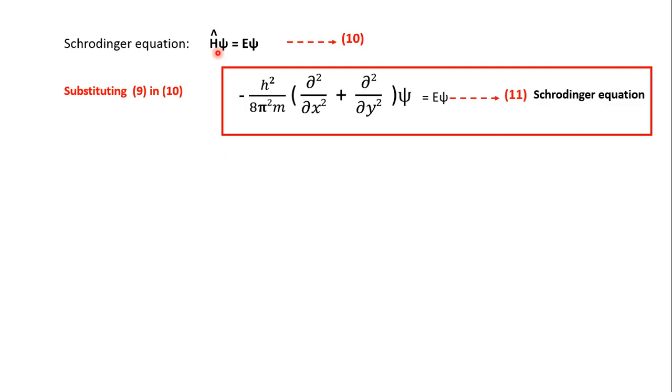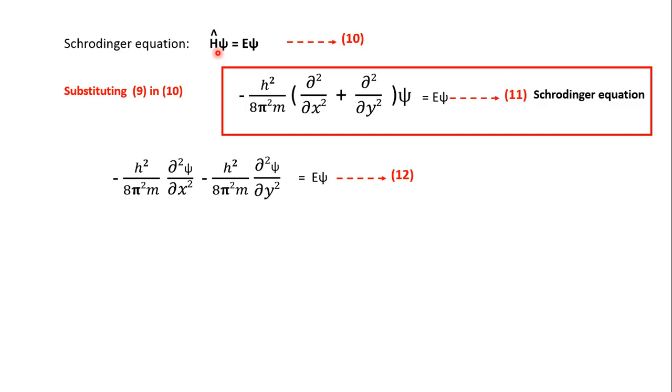Splitting the terms on the left hand side, we get minus h square by 8 pi square m dou square psi by dou x square minus h square by 8 pi square m dou square psi by dou y square equal to E psi. Now we should remember that we are considering two dimensions. Two dimensions are x and y. The position of the particle depends on x as well as y. So the value of psi will depend upon x as well as y. That means the first term depends upon x and y, and the second term also depends upon x and y.